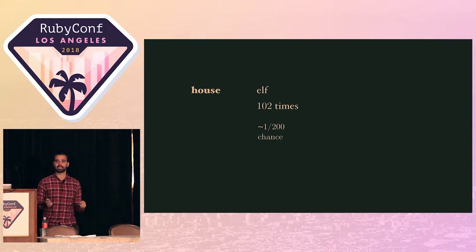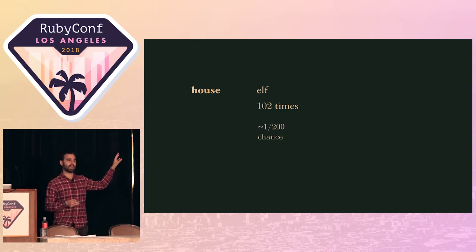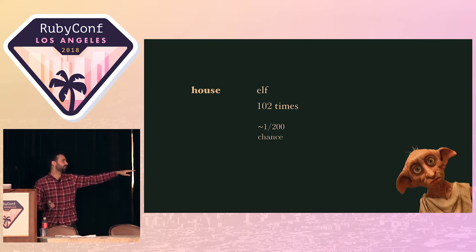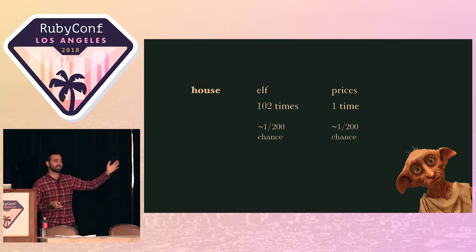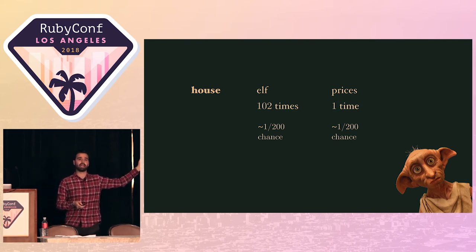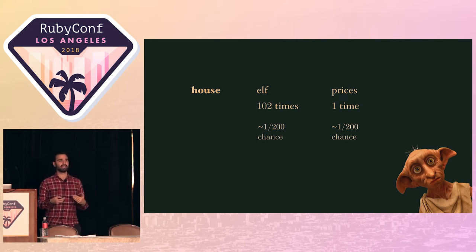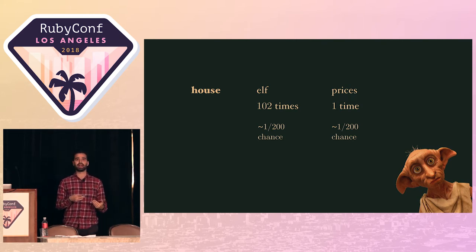After the word house in the Harry Potter series, the word elf appears over 100 times, but it's just one of those 200 potential continuations after house, so it has a 1 in 200 chance of being picked. By the way, a house elf is like our friend Dobby from earlier, if you didn't know. The word prices does appear. The phrase house prices appears in Harry Potter, but only once. But this has exactly the same chance of being picked as house elf, right? So obviously, a program that's as likely to talk about house prices as house elves isn't really doing a very good job of imitating Harry Potter.